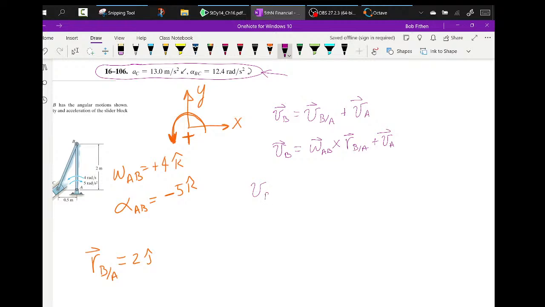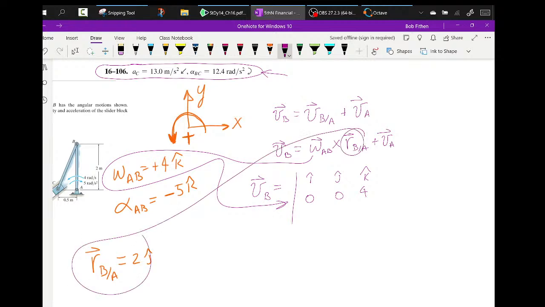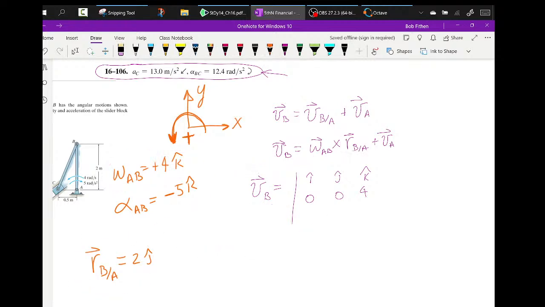Velocity of B, which is equal to now IJK, and I'll grab this and stick it in here. That is 0, 0, 4. And then I'll grab this and stick it in here. And what I've got is 0, 2, 0. Now velocity of A. Hey, wait a minute. Let's stare at it. This is fixed. Therefore, it's gone.